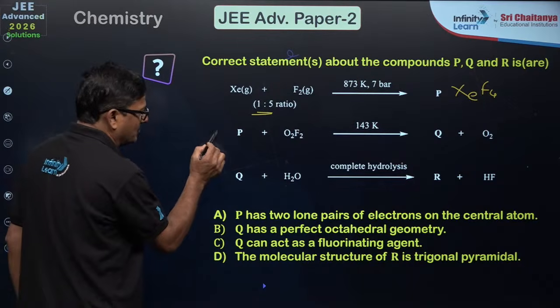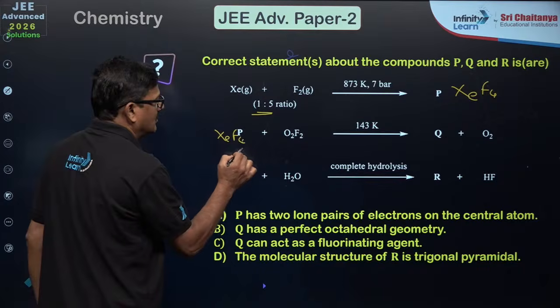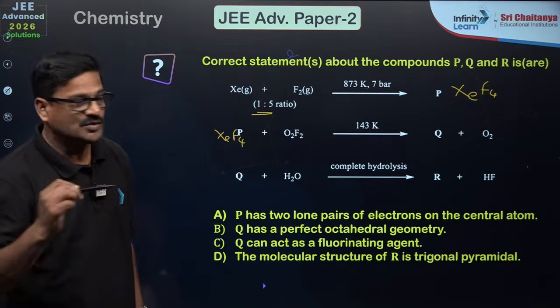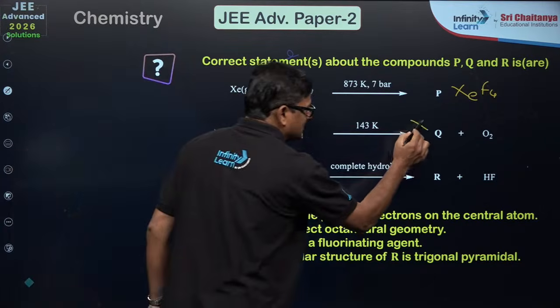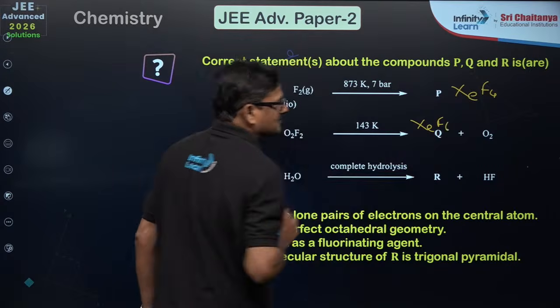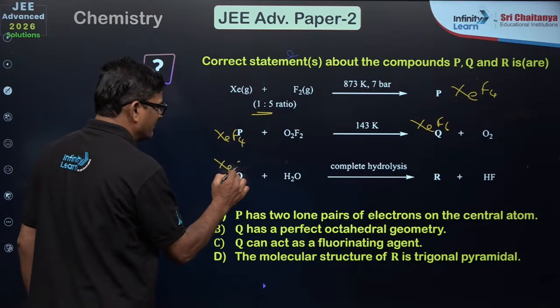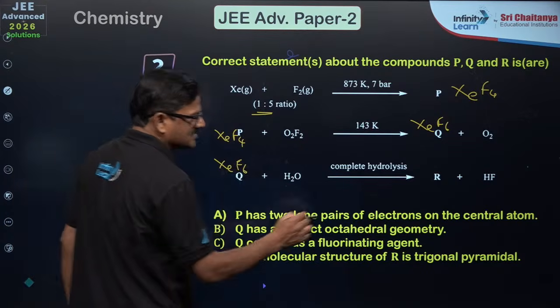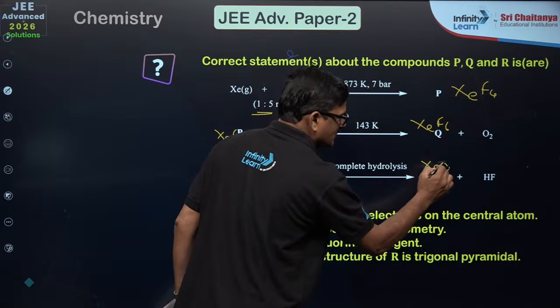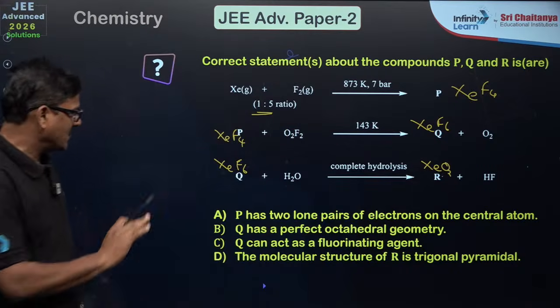That XeF4 is treated with O2F2, you are going to get XeF6 and O2. This XeF6 on hydrolysis gives rise to HF plus XeO3. Of course, now let us identify.